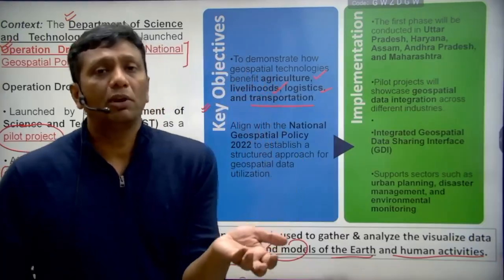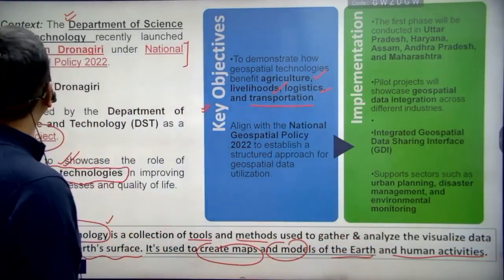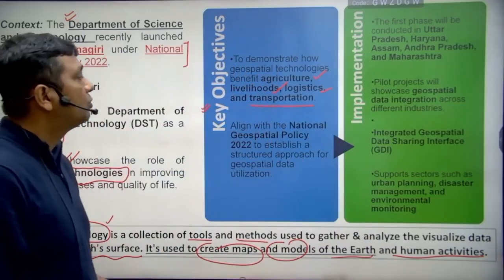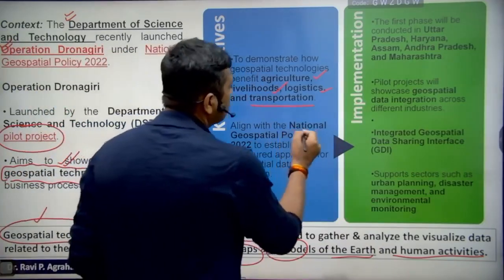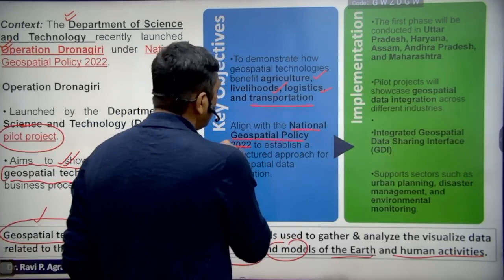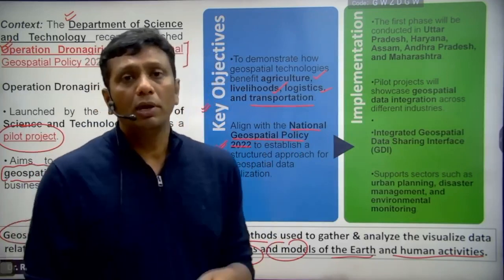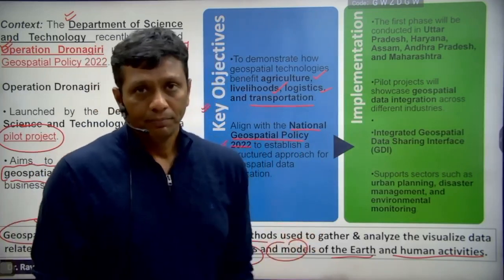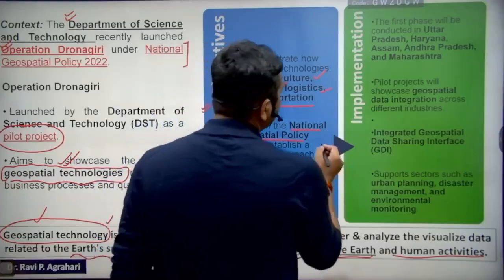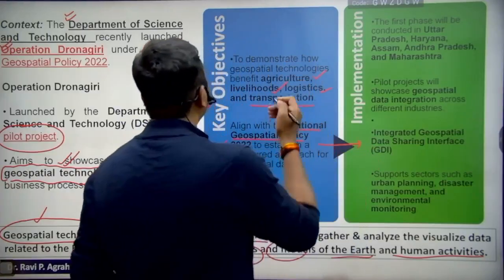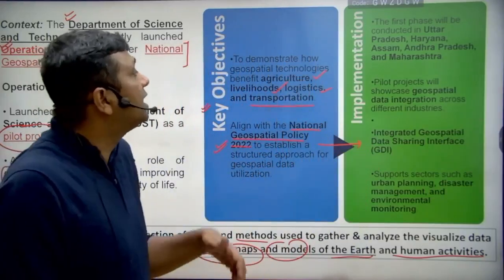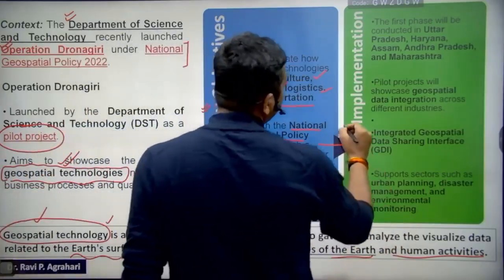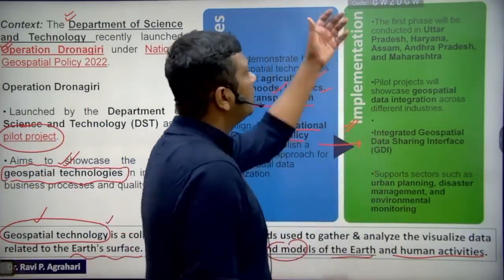And this geospatial technology, that Operation Dronagiri, it is working aligned with what? National Geospatial Policy 2020-22. Those of you have already listened earlier, guys. Now the question is, what is coming under this? It means what are the implementations? So for the entire implementation of Operation Dronagiri, you just come here.